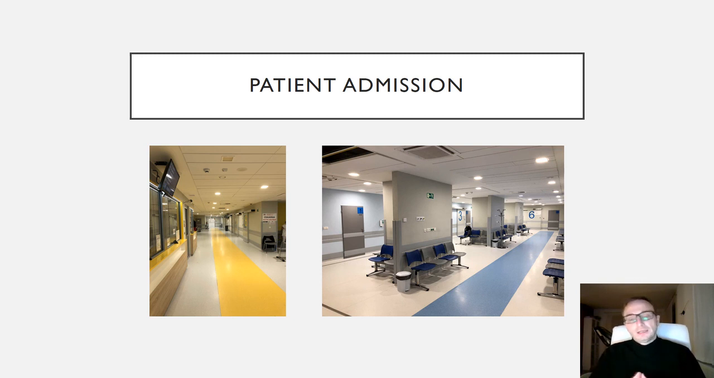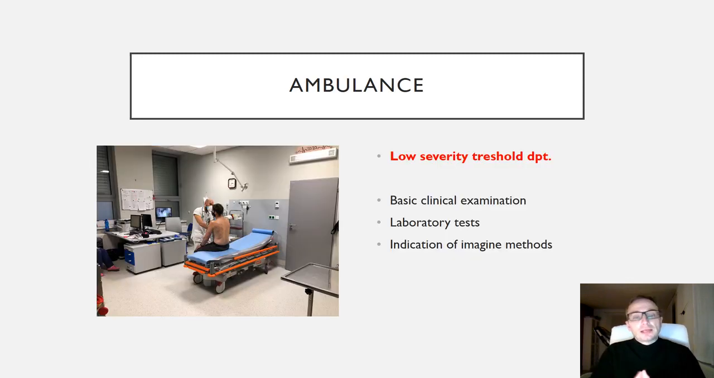Then this patient continues to the normal acute ambulance. It depends, if he has some surgical problems, he goes to the surgical ambulance. If it's neurological or internal disorders, he is sent to this special ambulance. This is how the normal acute ambulance looks like. As I said, it's low severity threshold ambulance, and this is the place where a doctor with a nurse is doing basic clinical examination, basic lab tests, and indicates some imaging methods.